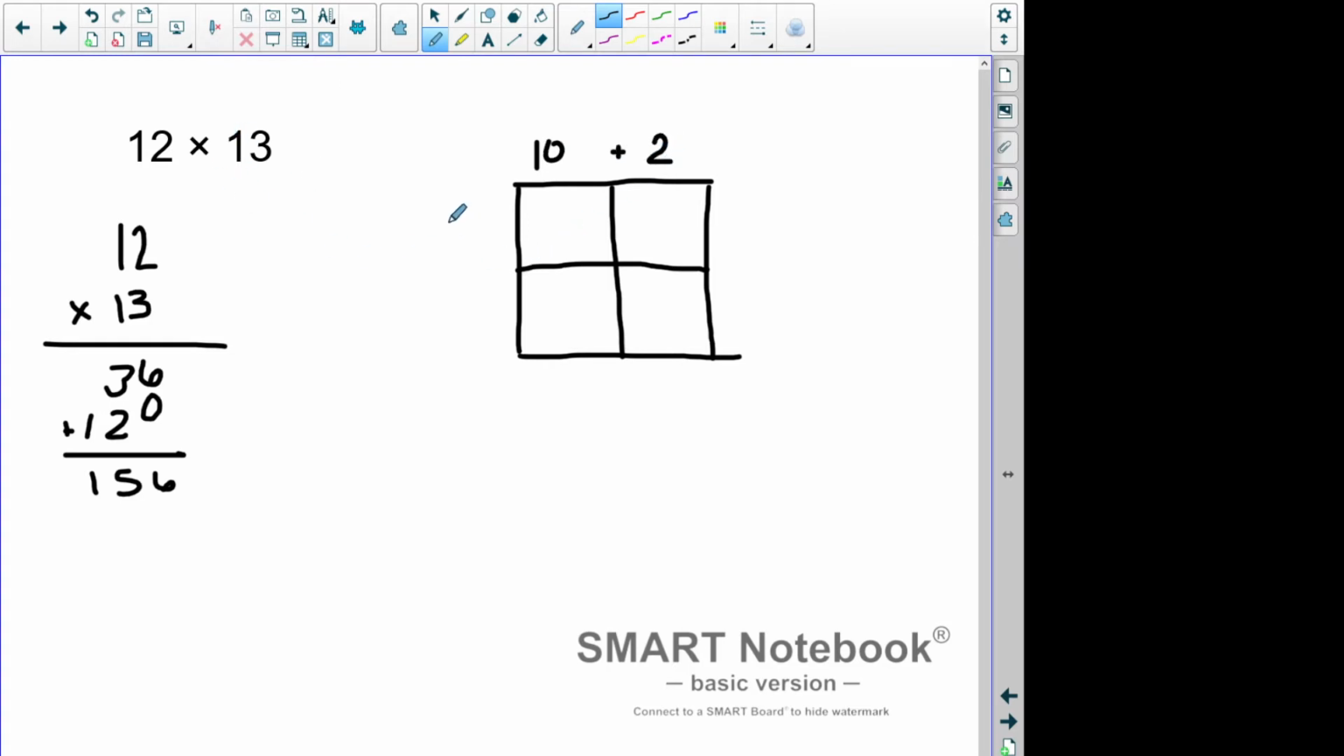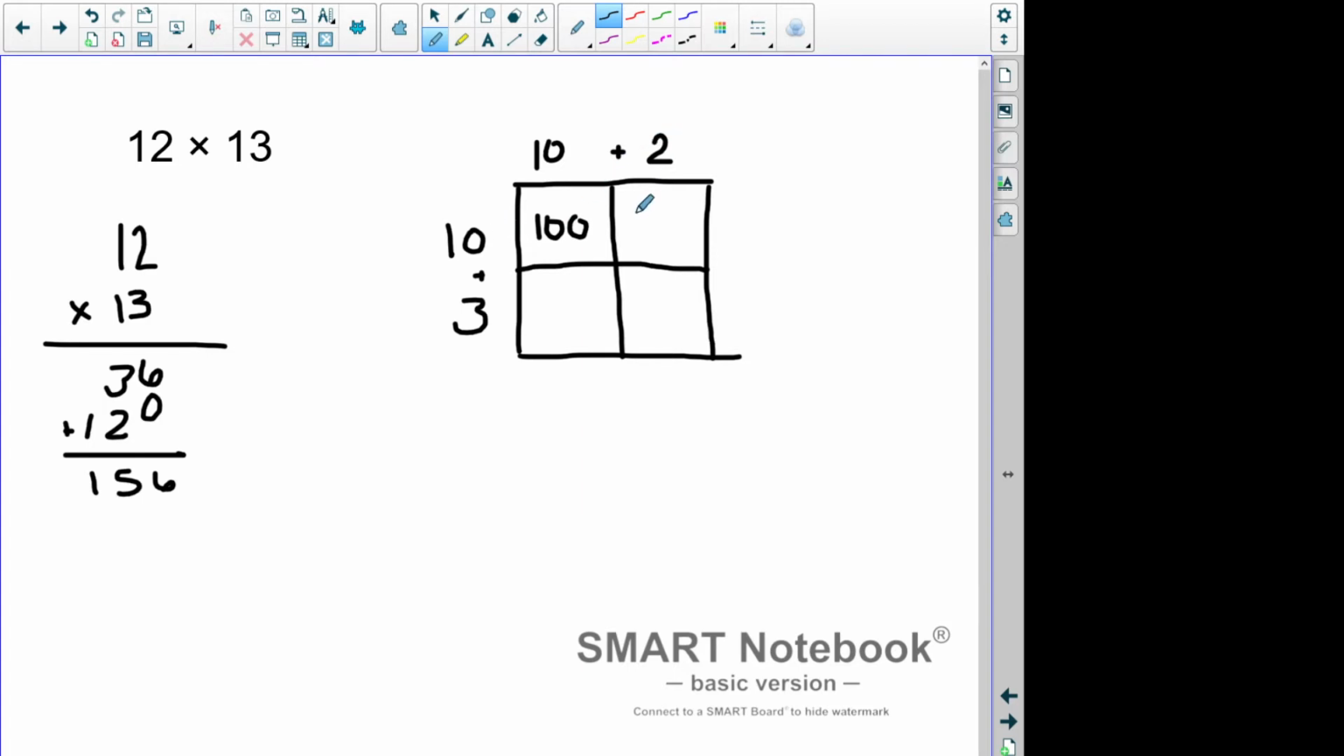And then for 13, I'm going to write it as 10 plus 3. Okay, and then what I'm going to do here is I'm just going to multiply all these things together. And I'm going to multiply 10 times 10, and I'm going to put that answer right here. 10 times 10 is 100.